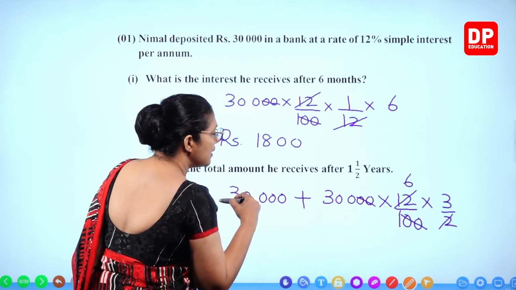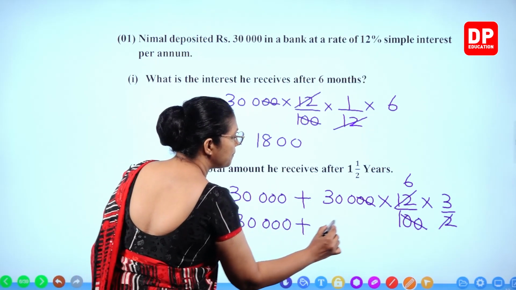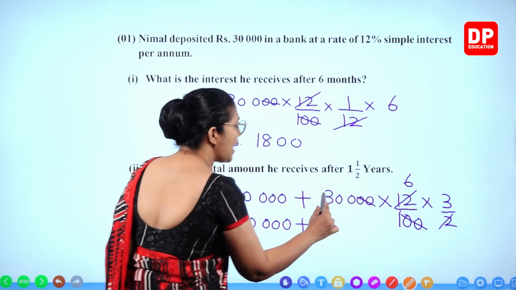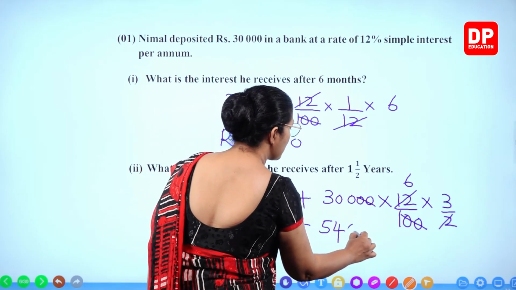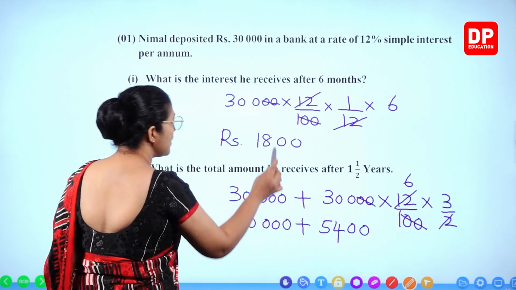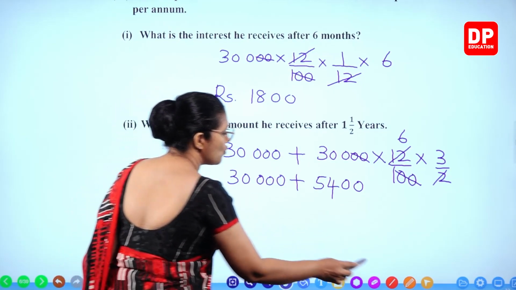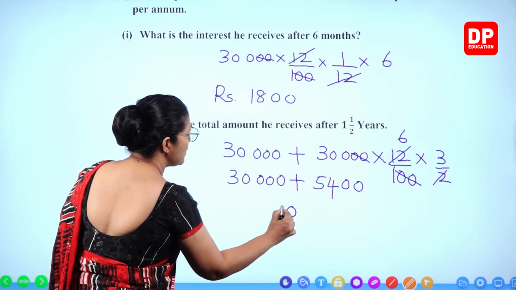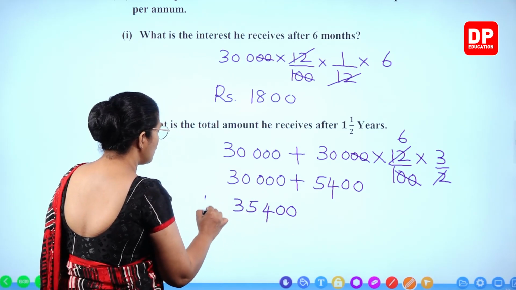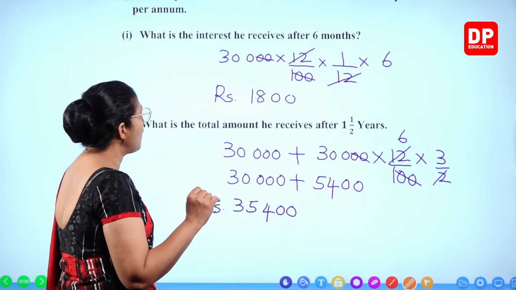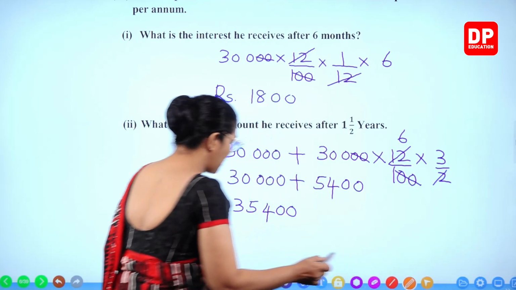This is 6. So 30,000 plus 3 times 3, 9. 9 times 6, 54. And then 2 zeros. So that's 1,800 times 3. And then add these two together, you get 0, 0, 4, 5, and then 3. So the total amount is 35,400.